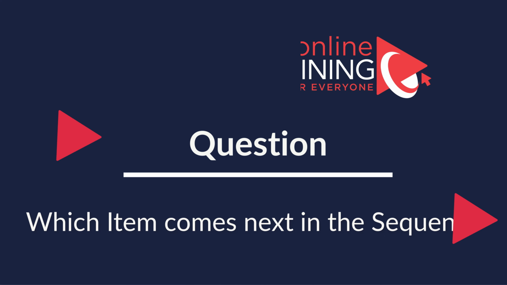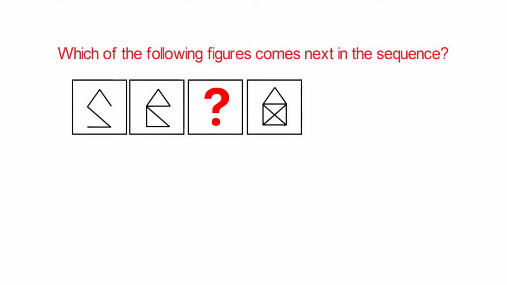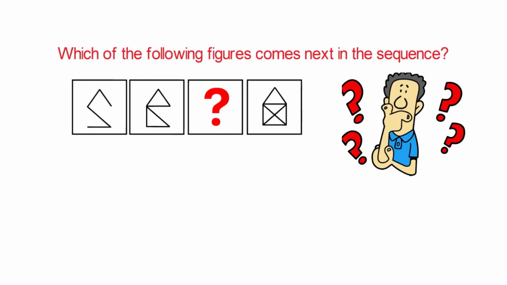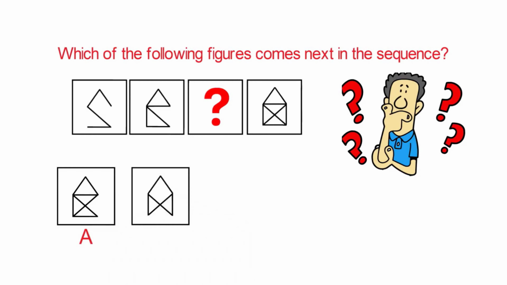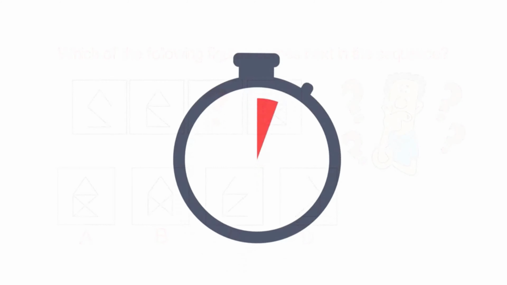Here's an example of an excellent problem that you frequently see on the test. You're presented with a series of shapes, and you need to determine which of the following shapes comes next in the sequence. You have choices A, B, C, and D. Take a close look at this picture to see if you can come up with the answer. Give yourself 10 to 15, maybe 20 to 30 seconds.